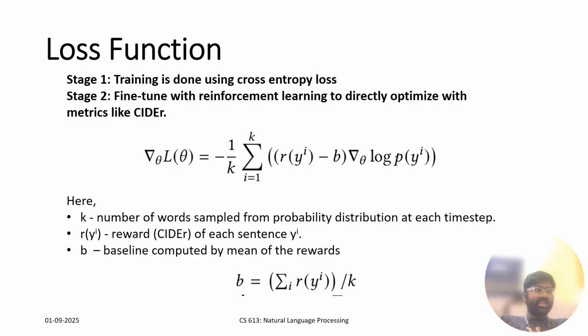Coming to the loss function used in this paper, for training we use the cross entropy loss and then fine-tune it with reinforcement learning to directly optimize metrics like CIDEr. This is the loss function used in this paper.